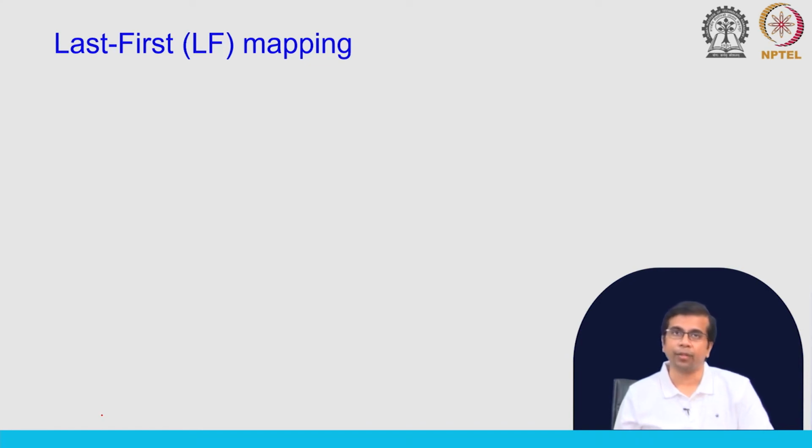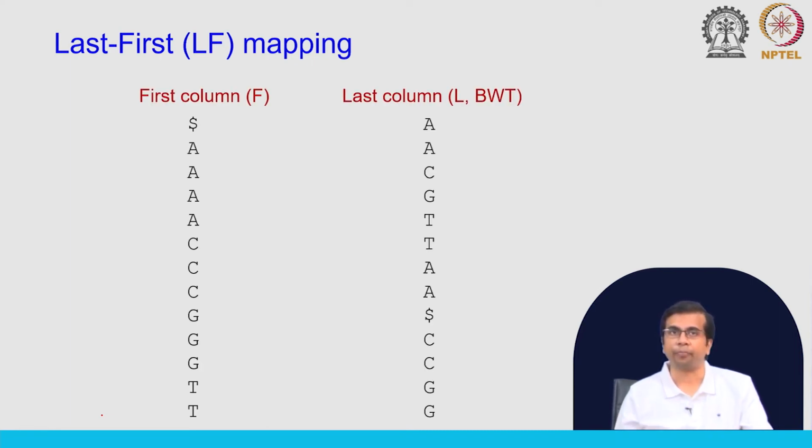Okay. So, this property of BWT is very useful, and we can utilize this property to do the read mapping. So, what do I mean by this last first mapping? Here is the first column, which I have written as F, and the last column is written as L, which is also the Burrows-Wheeler transform or BWT.